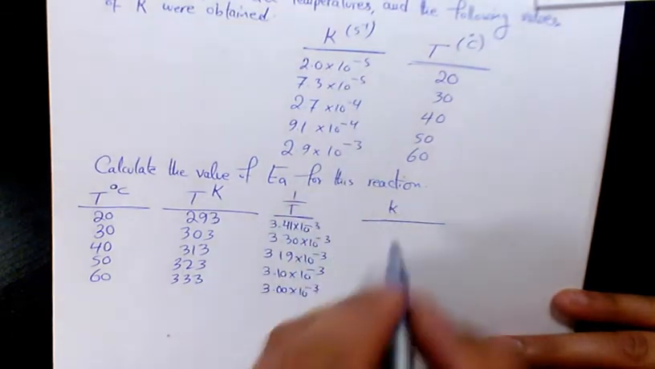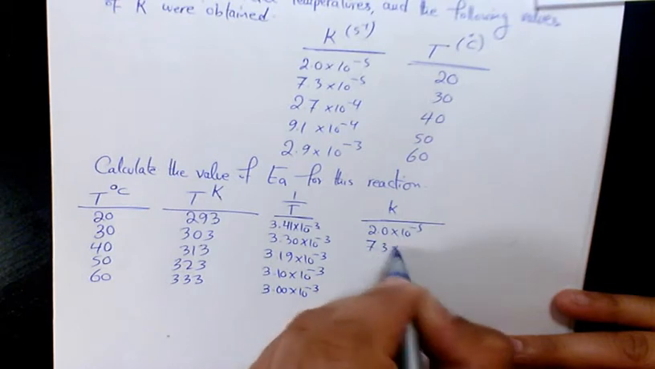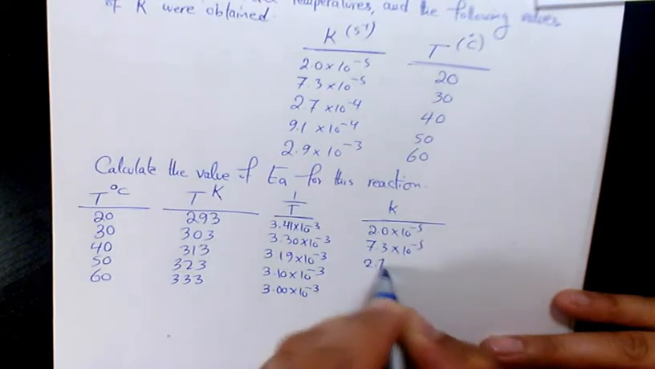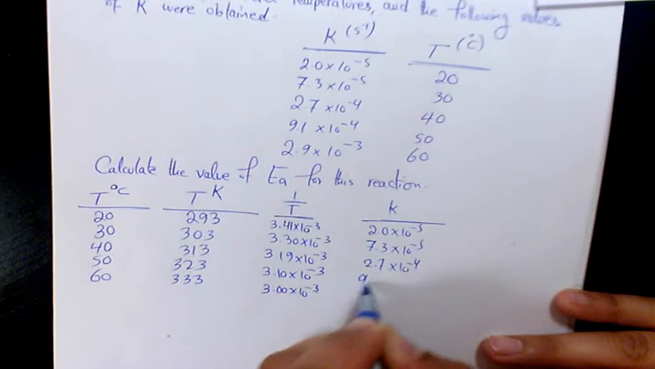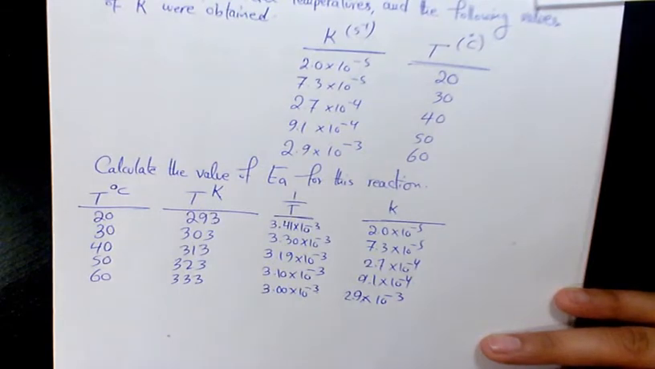Then we have the k values: 2.0 times 10 to the power of negative 5, 7.3 times 10 to the power of negative 5, 2.7 times 10 to the power of negative 4, 9.1 times 10 to the power of negative 4, and 2.9 times 10 to the power of negative 3.